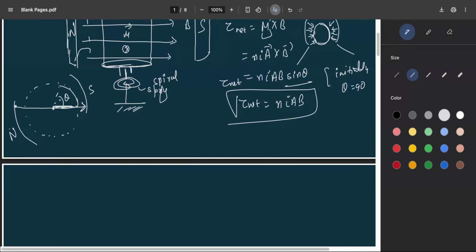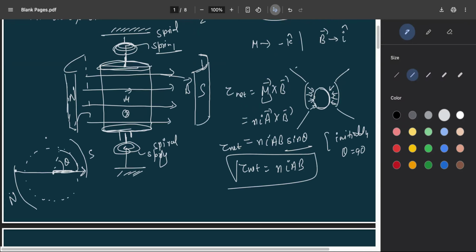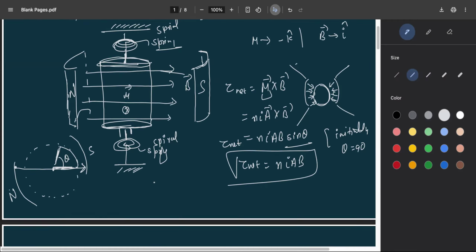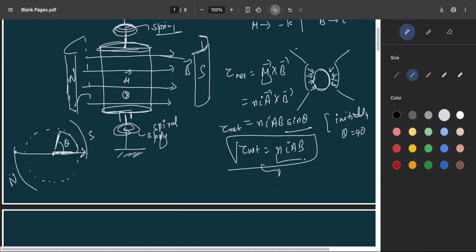Assume that it has moved by theta. Because when you try to rotate it, if there is no torsion, it will just keep rotating. But I don't need a rotating motor, I need a galvanometer, right? So for this, we have kept a torque. If this stopped after angle theta, whatever torque you are providing, it is this much.